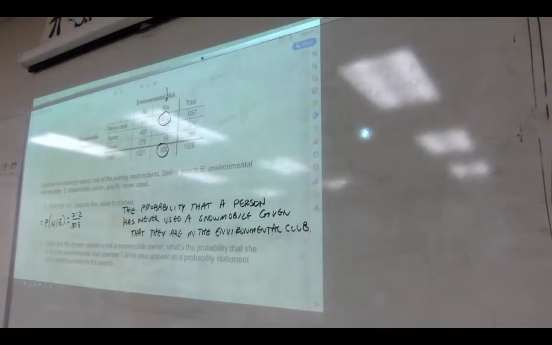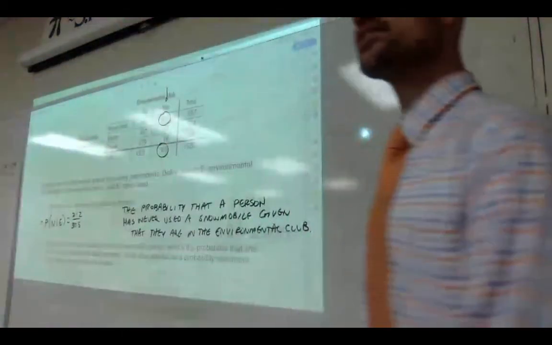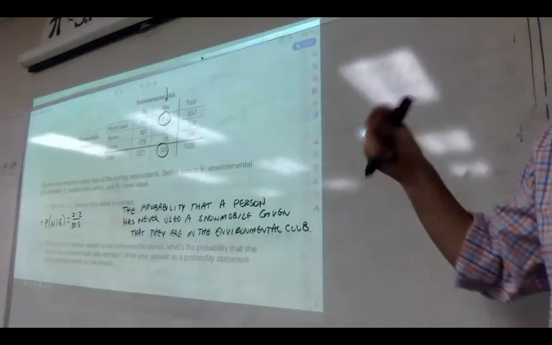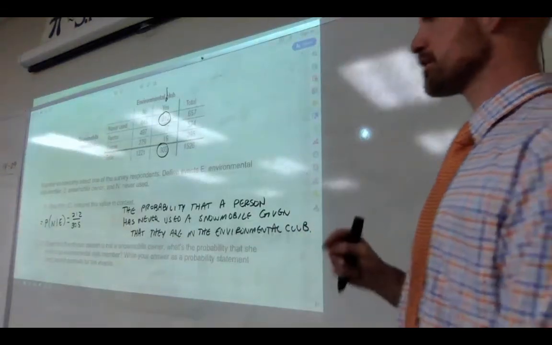Be strong. Be courageous. Given that the chosen person is not a snowmobile owner. This is where we got the confusion. I'm sorry about that. What two categories go into not snowmobile owner?